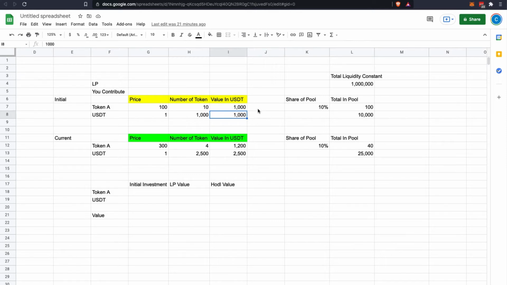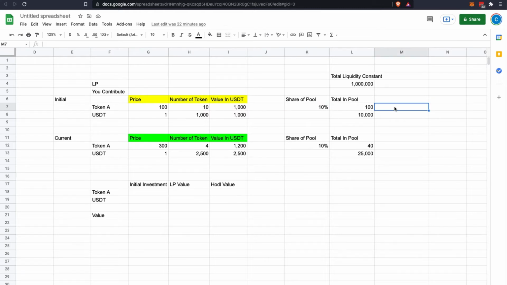And based on the number of LP tokens you receive, they will state the share of the pool that you are getting. Let's say, for example, at the point of your initial contribution, the total pool after your contribution is 100 of token A and 10,000 USDT. So the amount you have contributed constitutes 10% of the entire pool.